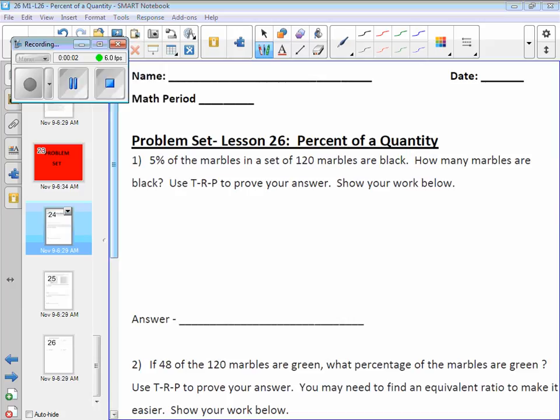Okay, this is page 15 of last night's homework. I want you to think of this like a puzzle. You have to put together the pieces of the puzzle to find the answer. Remember last week I told you to start thinking in terms of part and whole relationships.